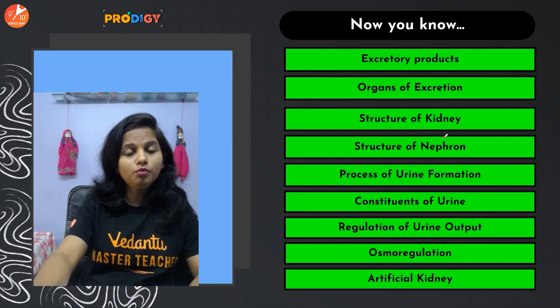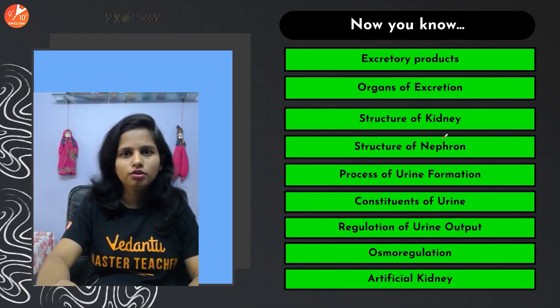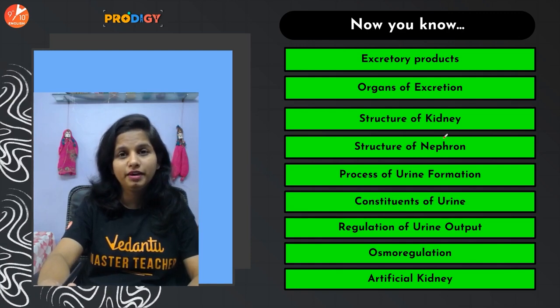And one more thing, your Term 2 ICSE is going on. Term 1 was purely objective. Term 2 is going to be subjective. And are you guys prepared for it?